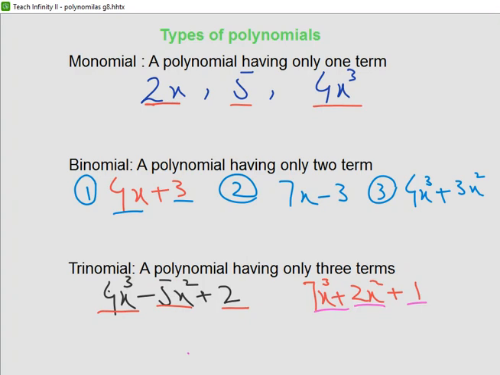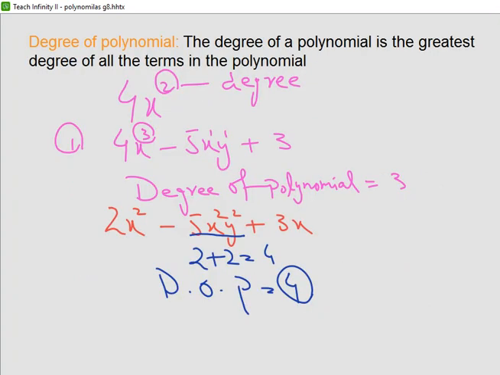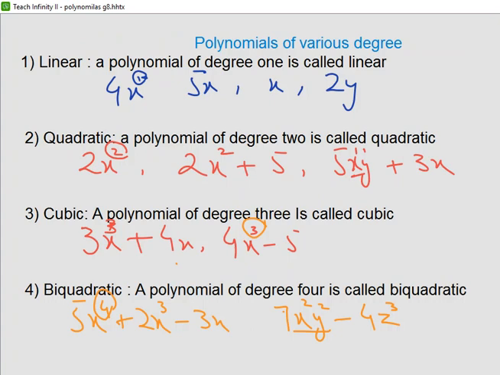A polynomial having only one term is called monomial. A polynomial having only 2 terms is called binomial. A polynomial having only 3 terms is called trinomial. Now after that, we discussed the degree of the polynomial. The highest power of a variable in an algebraic expression in a polynomial is called the degree of the polynomial. We also discussed the polynomials of various degrees in detail.